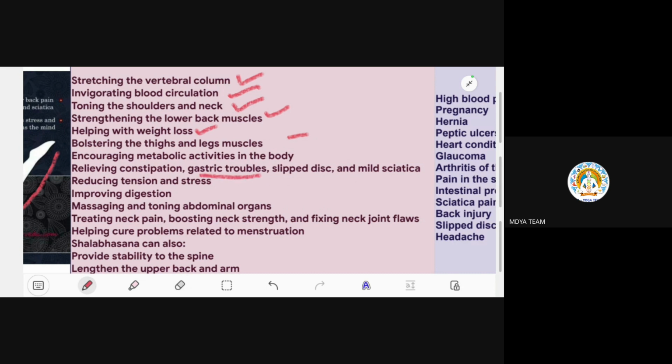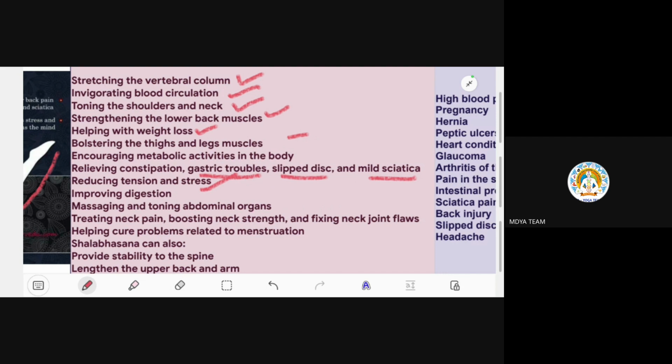Yes, it helps with gastric problems, slip disc, and mild sciatica, reducing tension and stress, because it gives you spinal flexibility and the blood flow, which is downwards, which is now not in the legs. The whole body is not getting the blood flow. Half of the body is getting the blood flow now.